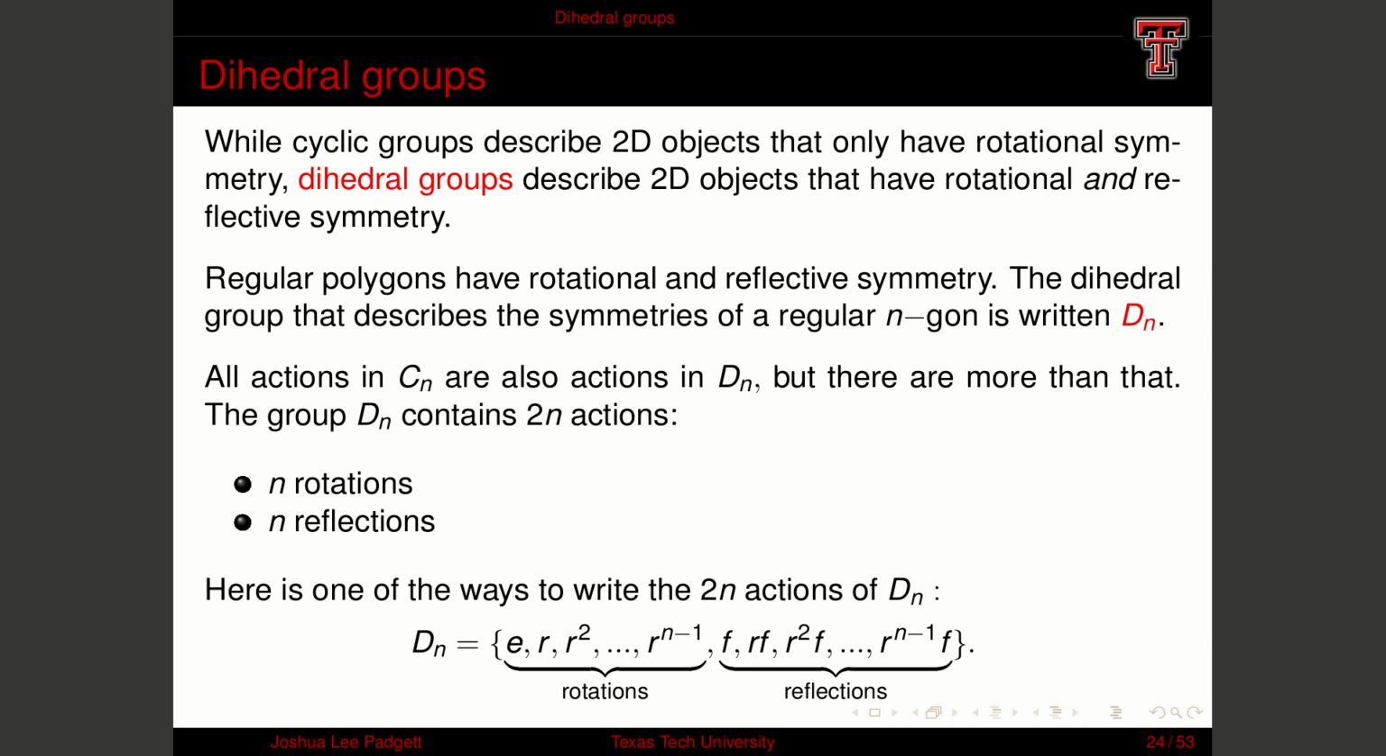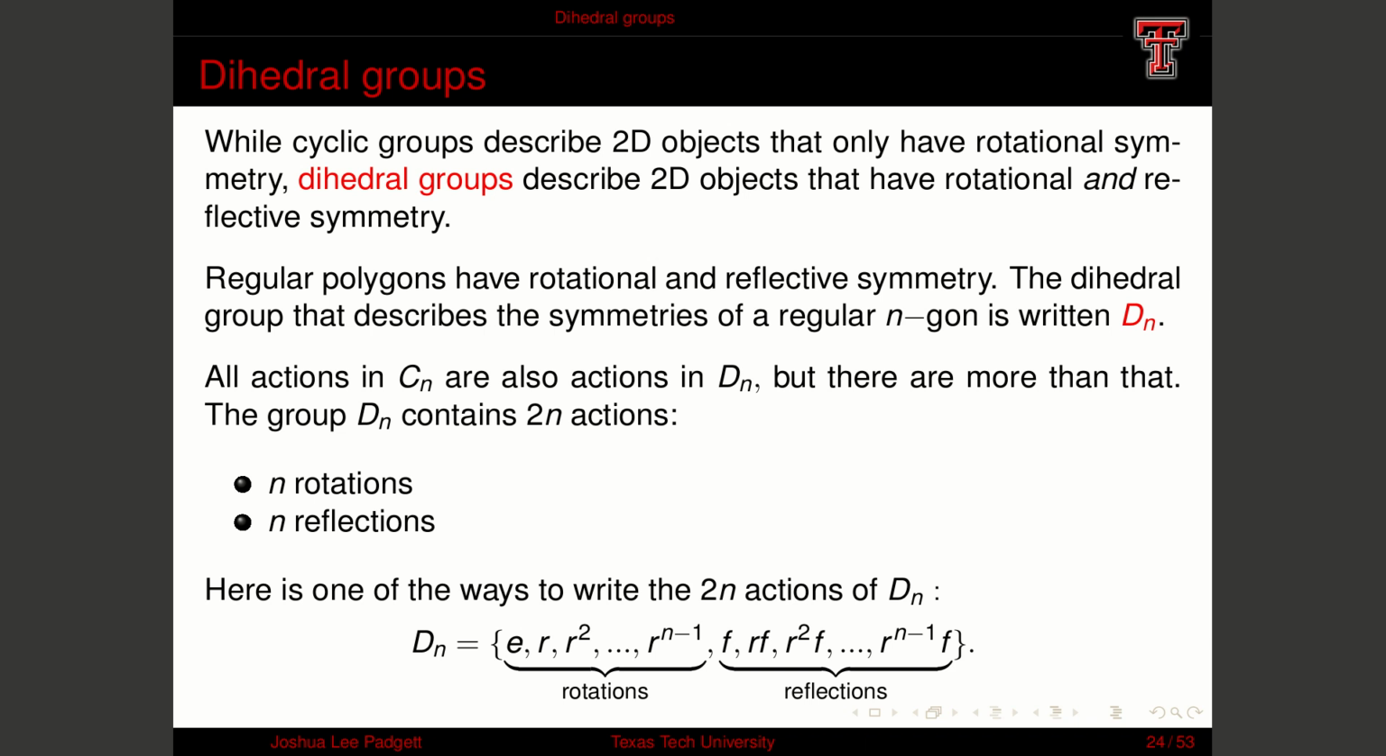All right? So cyclic groups describe 2D objects that have rotational symmetry. Dihedral groups describe 2D objects that can be rotated and flipped. Okay? So we not only have this rotational aspect to it, we have this flipping aspect to it as well.